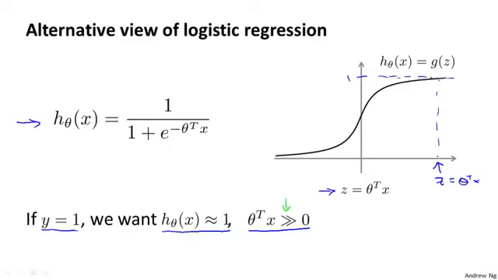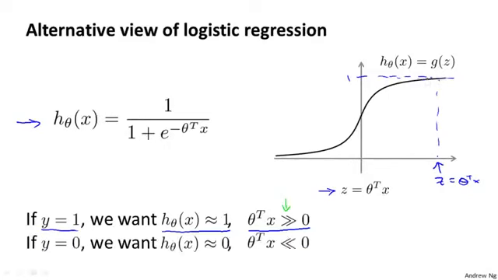Conversely, if we have an example where y is equal to 0, then what we're hoping for is that the hypothesis will output a value close to 0, and that corresponds to theta transpose x, or z, being much less than 0, because that corresponds to the hypothesis outputting a value close to 0.